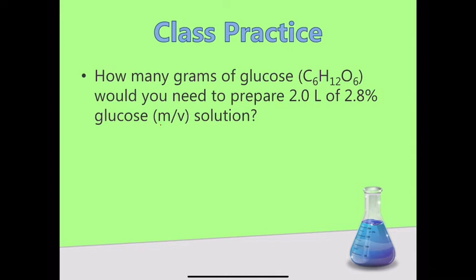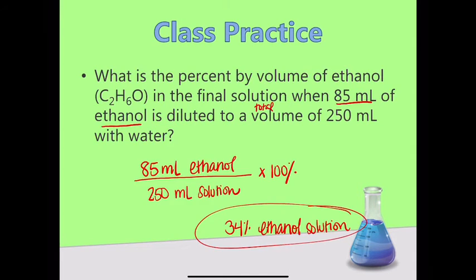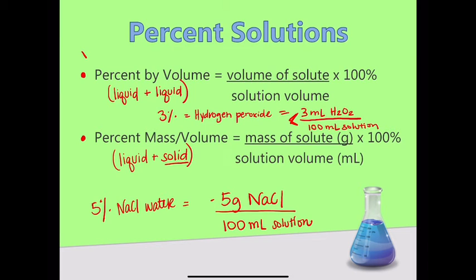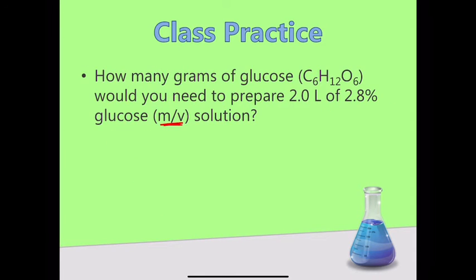And sometimes you'll see mass volume written like this, M over V. These would be written as V over V, a volume solution, or a mass volume solution. Okay. So it says, how many grams of glucose, C6H12O6, would you need to prepare 2 liters of a 2.8% glucose mass per volume solution?